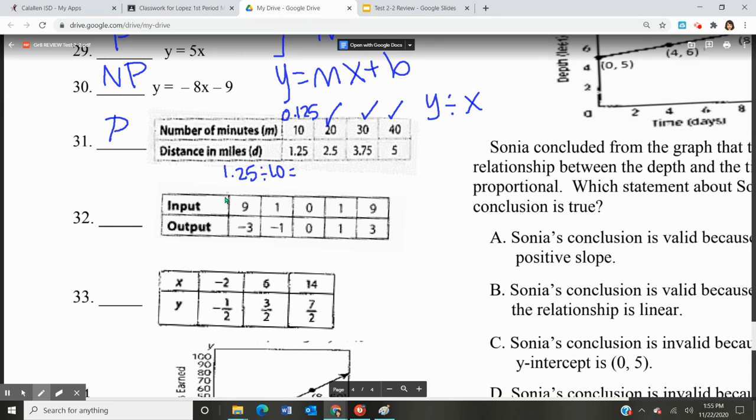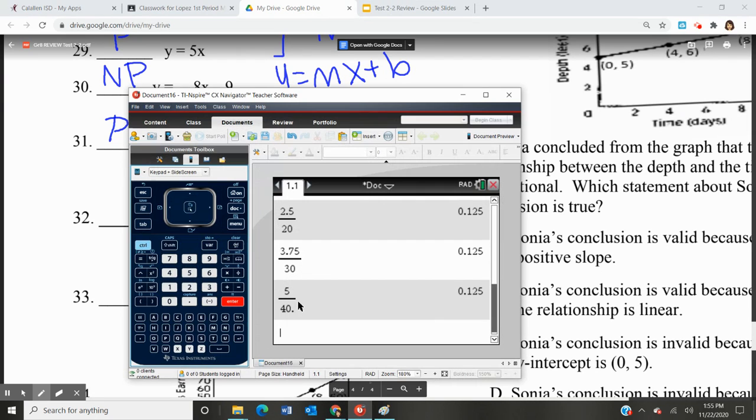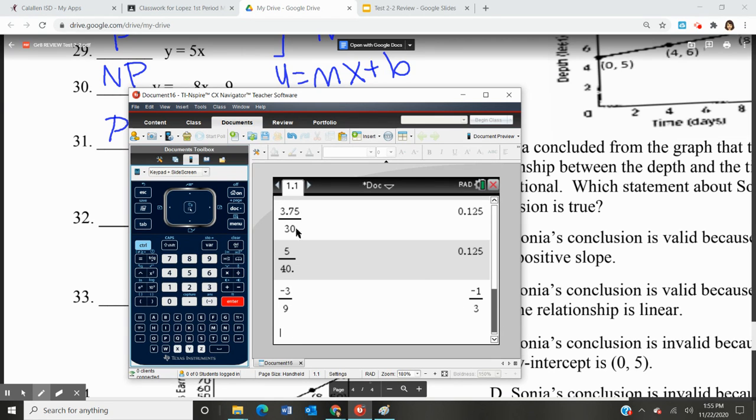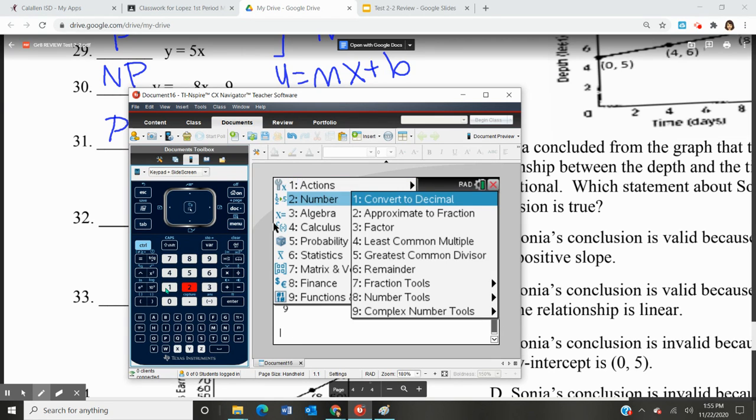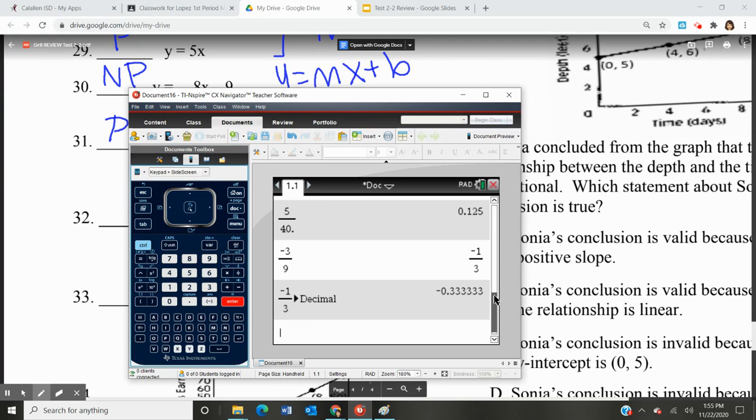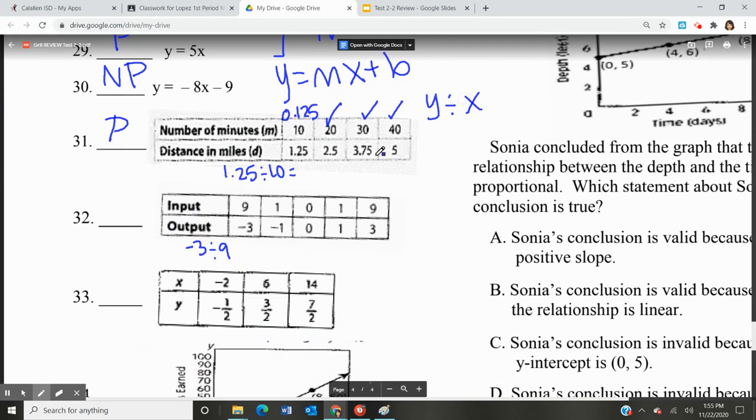So looking at the next one, again, we determine proportionality of a table by doing y divided by x. So here we're going to do -3 divided by 9. So -3 divided by 9 in our calculators, we get -1/3. If I want to convert that to a decimal, I do menu 1. I'm going to press enter, and I get -0.3. So the rest of my values, when I divide y by x, should be -0.3.